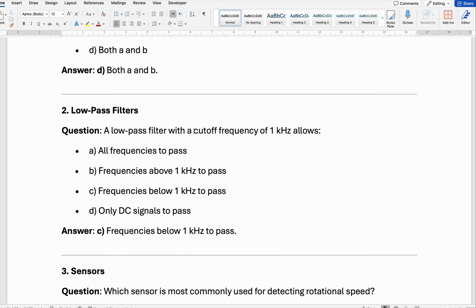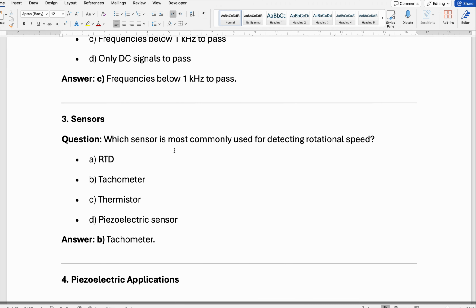So a low pass filter with a cutoff frequency of 1 kilohertz means that anything higher than 1 will be cut off. So it says here frequencies below will pass. Okay, so frequencies below 1 kilohertz will pass. So that is the answer. Or we can say frequencies above 1 kilohertz will be cut off. Okay, so that could be another answer.